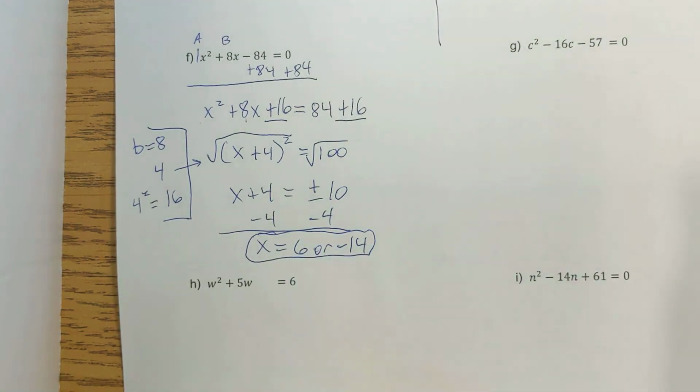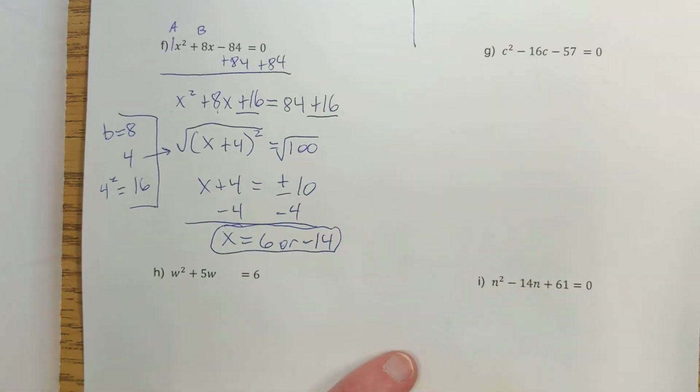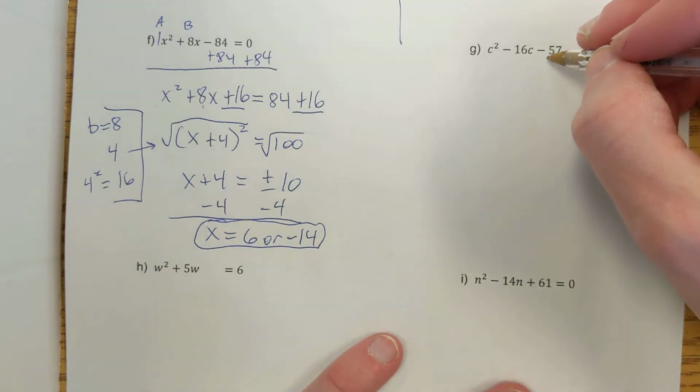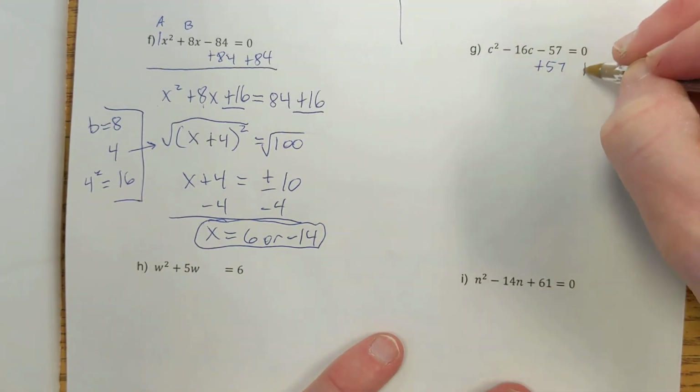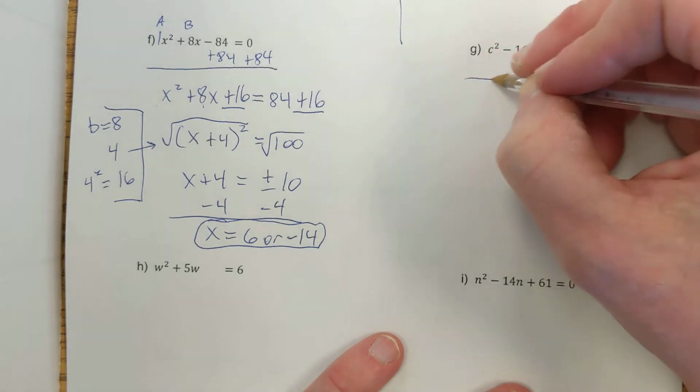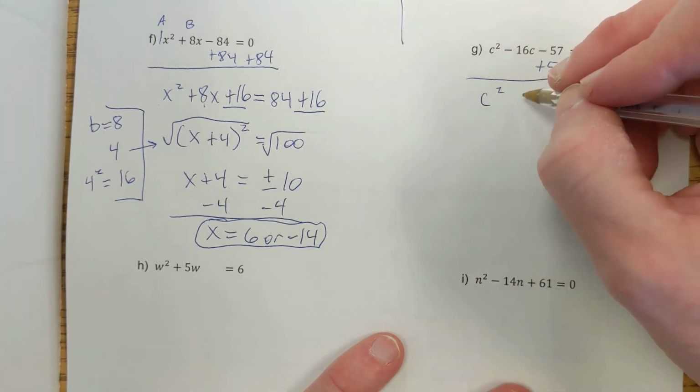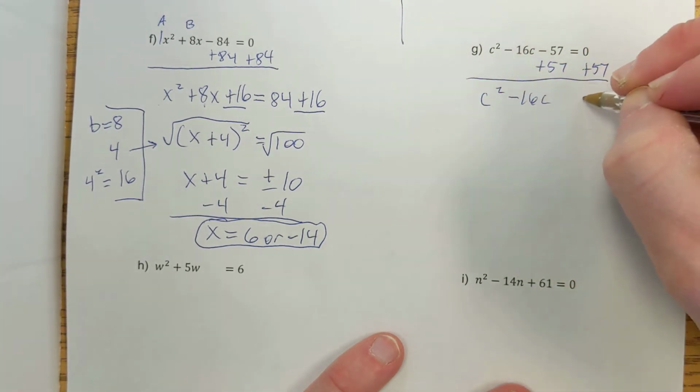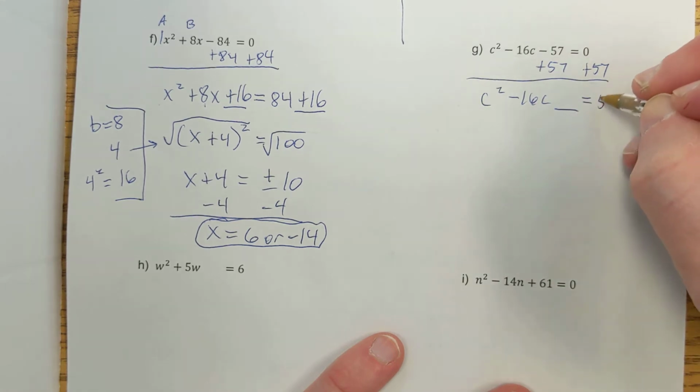So there's what we get for part F. Okay, so part G is going to be more of the same. We're going to add 57 to start with. So you always want to make sure that you check for that first. So C squared minus 16C, leave a space, equals 57.